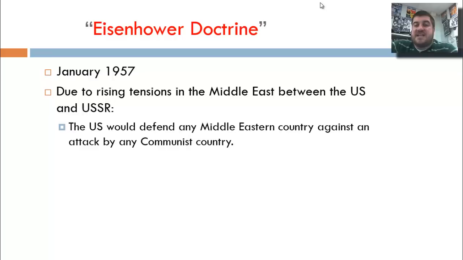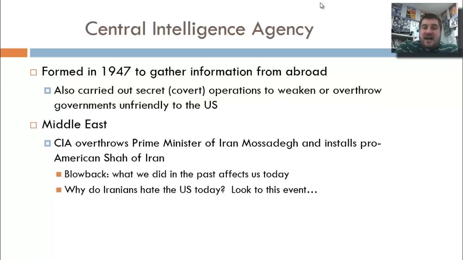So the United States would defend any Middle Eastern country against an attack by any communist country. And we do have some meddling during the Eisenhower administration in the Middle East. Eisenhower uses the CIA, which is formed out of the intelligence gathering operations during World War II. So it's officially formed in 1947 to gather information from around the world. These are our spies. Also, Eisenhower uses them to carry out secret or covert operations to weaken governments that are unfriendly to the United States, or to overthrow governments unfriendly to the United States.